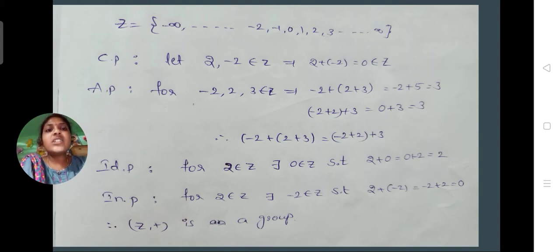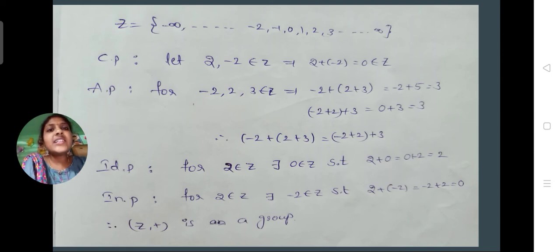And next, the inverse property. For 2 belonging to Z, there exists minus 2 belonging to Z such that 2 plus minus 2 is equal to minus 2 plus 2 is equal to 0. Here 0 is the identity element. If we operate two elements, then we get the identity element. So under addition, the identity element is 0. Then 2 plus minus 2 is equal to 0 and minus 2 plus 2 is equal to 0. Here minus 2 is the inverse element of 2. So here Z satisfies the inverse property.